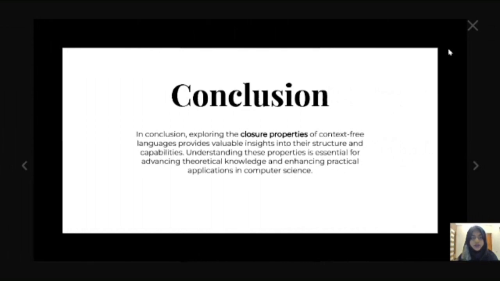In conclusion, exploring the closure properties of context-free languages provides valuable insights into their structure and capabilities. Understanding these properties is essential for advancing theoretical languages and enhancing practical applications in computer science.